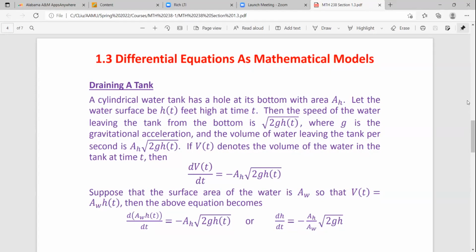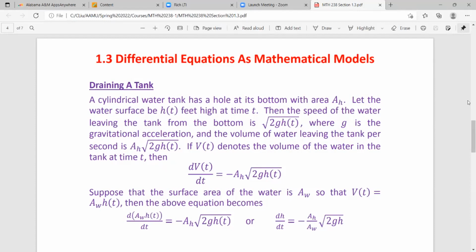All right. So suppose that the surface area of the water is A sub W on the top. Okay. So V equals A sub W times h. So the surface area of the water in the tank times the height of the water in the tank. That gives the volume of the tank, right? And it also changes with time. So it's a function of t, as we know.